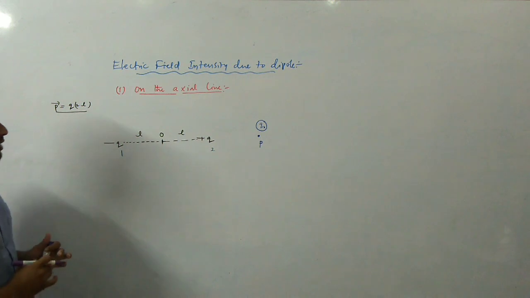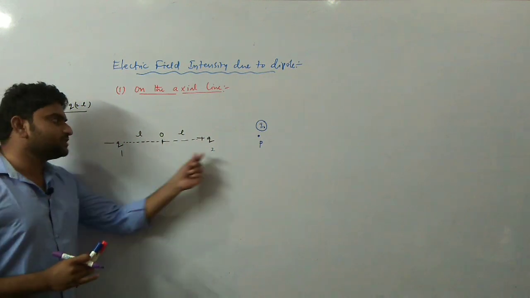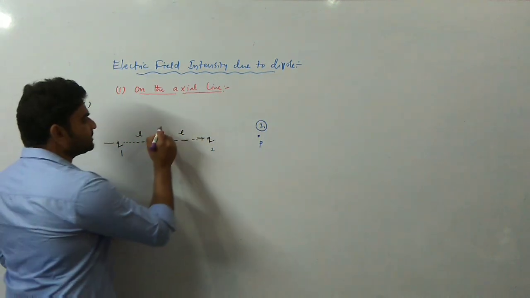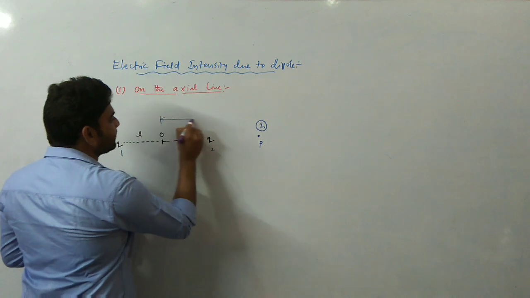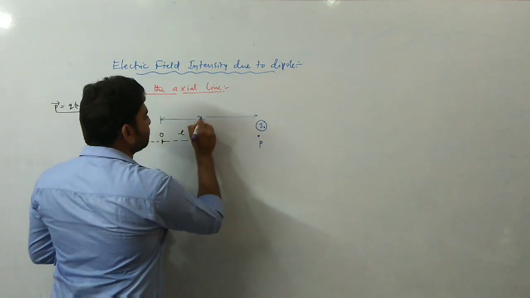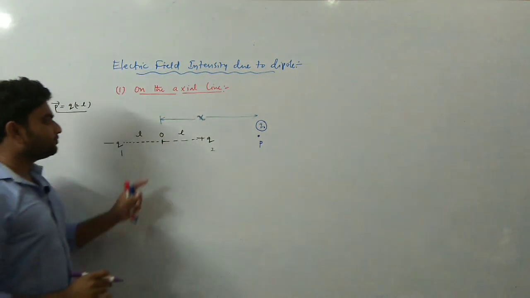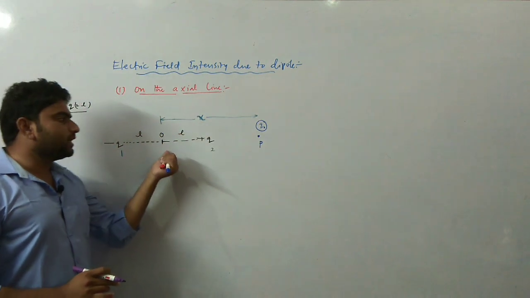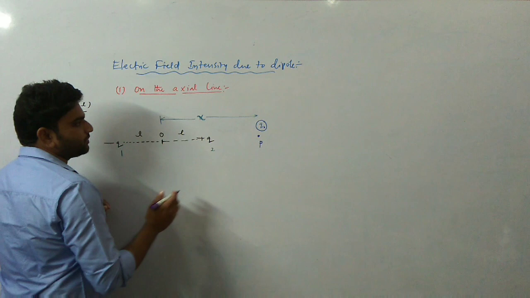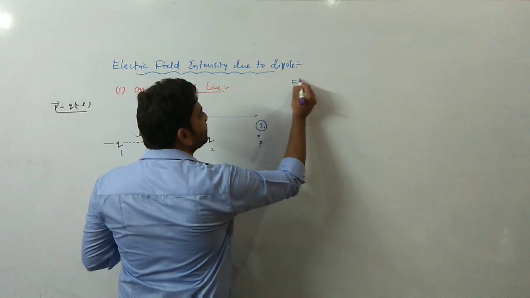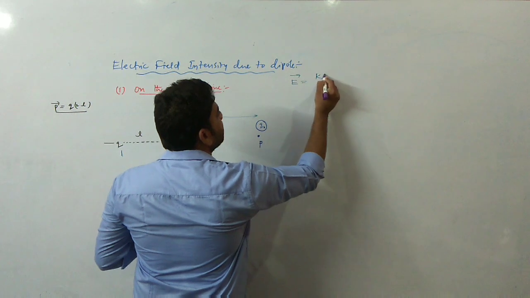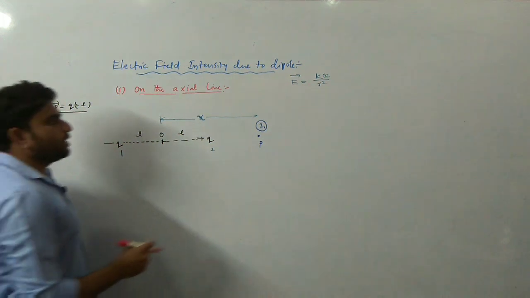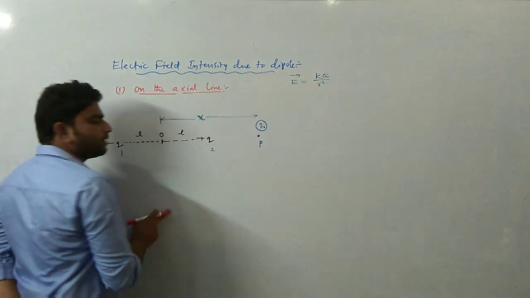Now I am supposed to calculate the intensity due to the first charge as well as the intensity due to the second charge at the point P. For example, let me consider my P is at a distance x from the midpoint. Once again I am repeating, my P is at a distance x from the midpoint. We know the intensity formula: generally E bar equals KQ by R square. This is the formula of intensity. So now we have to calculate the corresponding R value.